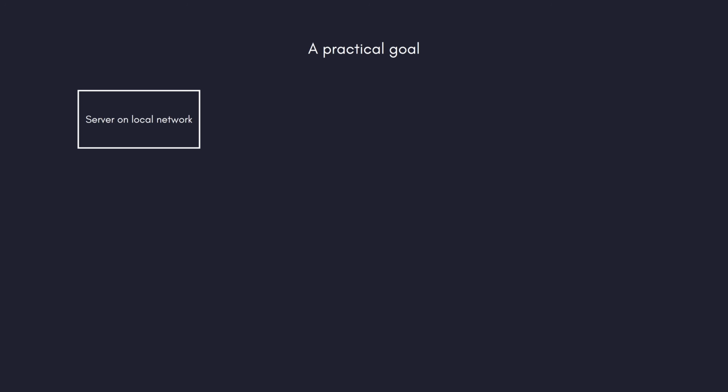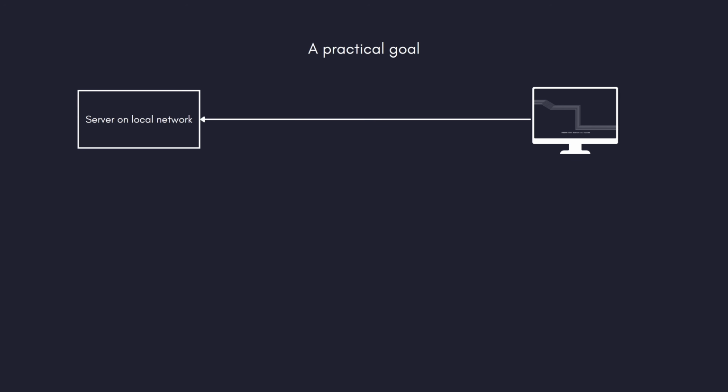We're going to want to have a server running on the local network. In this case, it's actually running on my development computer, but really it could be running anywhere on the network. And then my operating system is going to be able to connect to it and receive data from it.